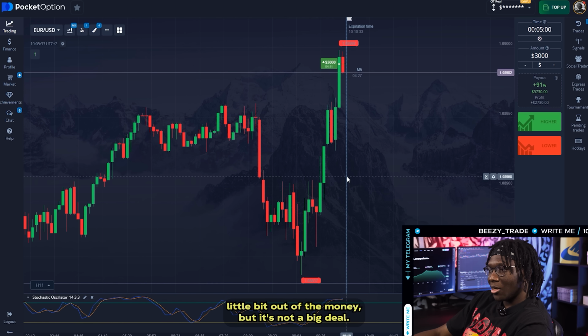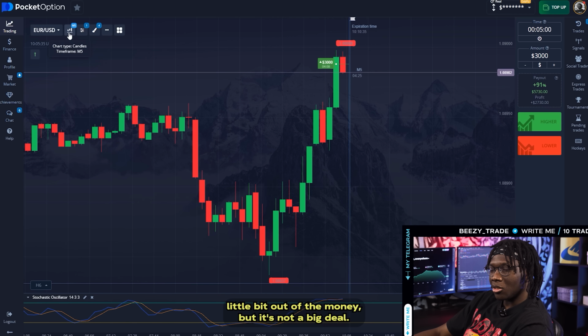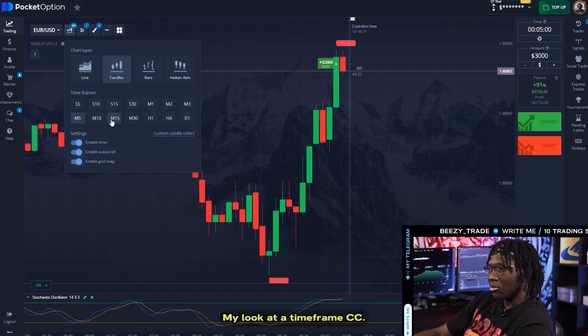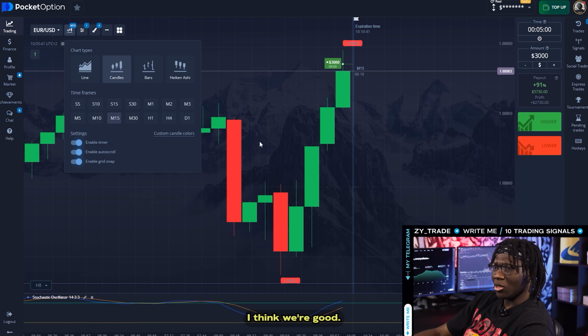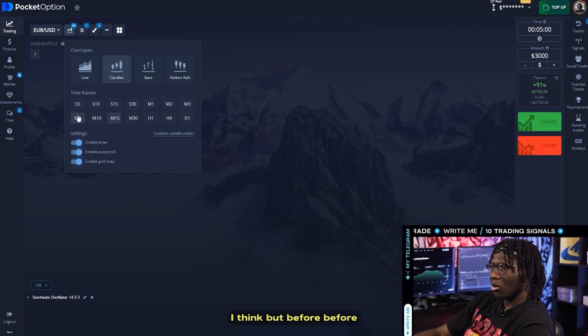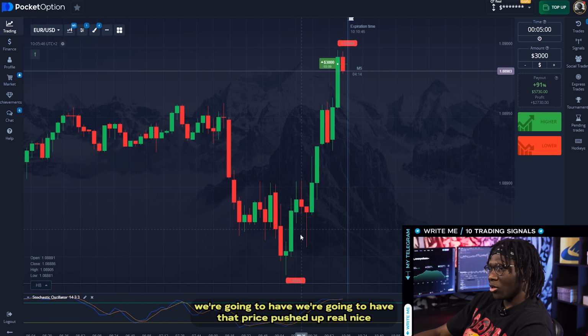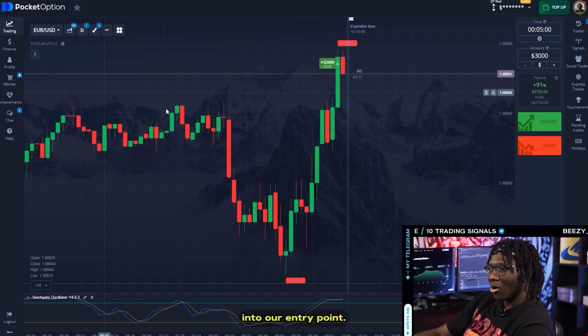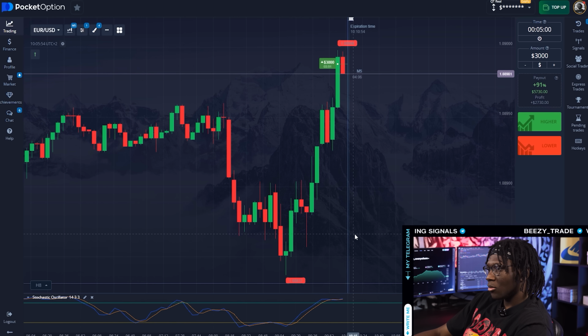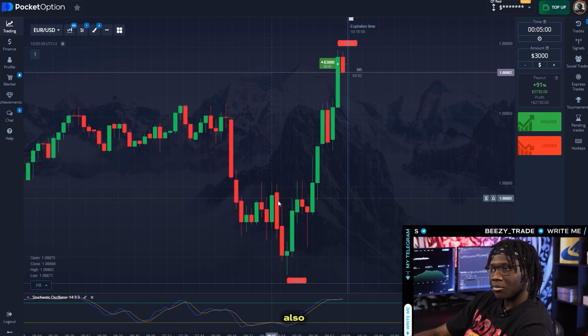A little bit out of the money, but it's not a big deal. I might look at other time frames to see. I think we're good. I think before we're done, we're going to have that price pushed up real nice into our entry point.